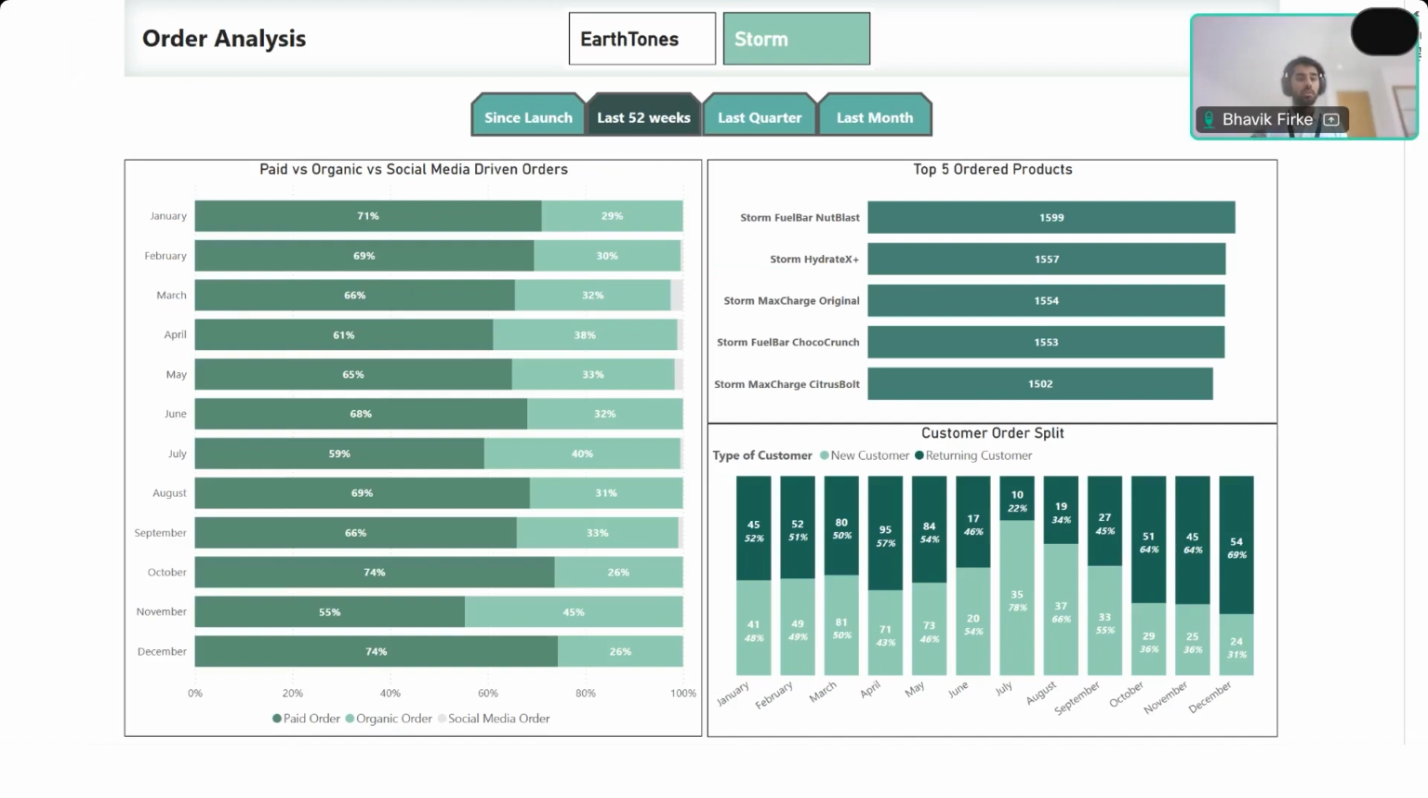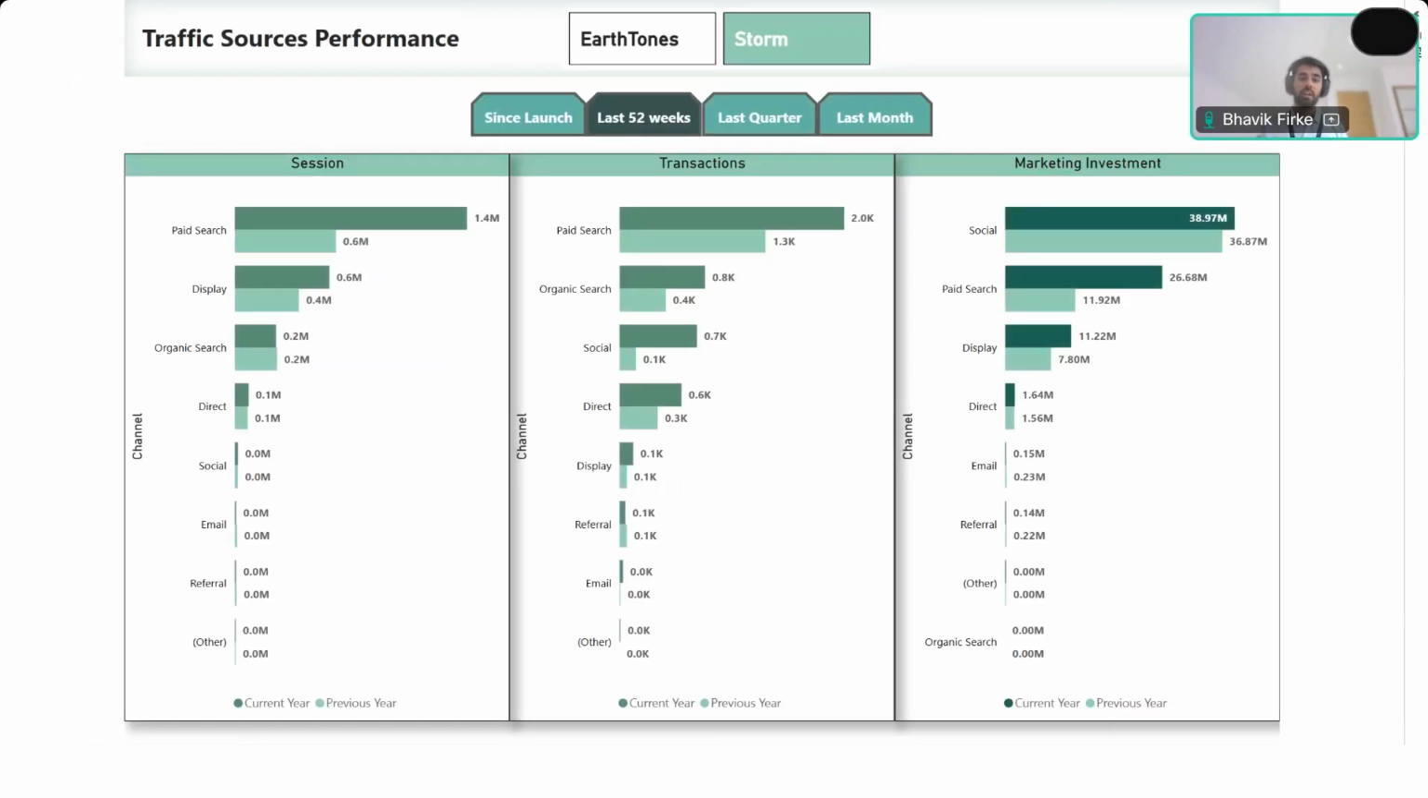Next, we focused on traffic and channel performance. The brand manager wanted to understand where the brand traffic came from and how that traffic was converting into transactions. To showcase this, we broke down the traffic into a few key channels. This included paid search, which indicated intent-based buying, display and social, which indicated brand awareness and engagement, referral and email, which showcased retention, and finally organic and direct, which demonstrated the brand's content strategy and health.